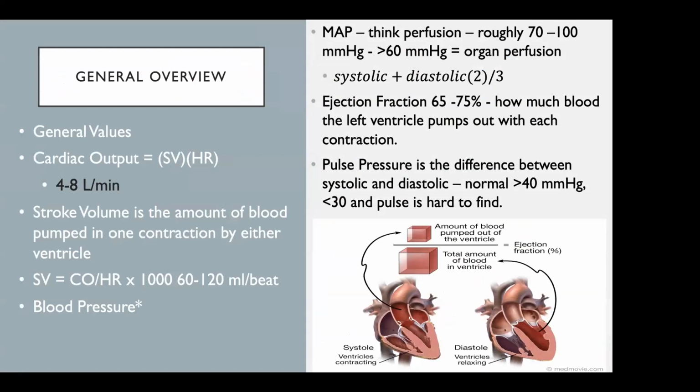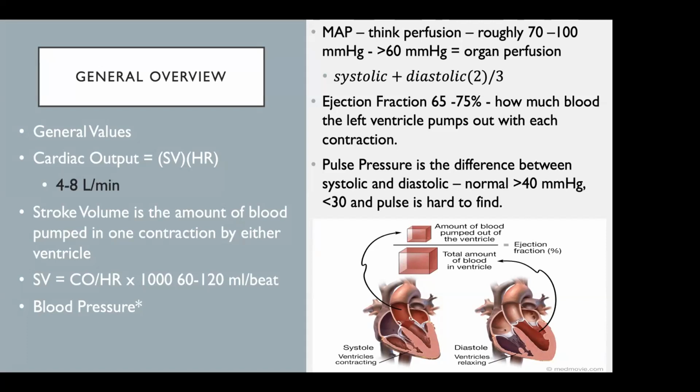So general overview, right? We look at general values such as cardiac output. We can estimate that with stroke volume multiplied by the heart rate. Generally, we're going to get 4 to 8 liters per minute, or that's generally what is taught. Stroke volume is the amount of blood pumped in one contraction by either of the ventricles, depending on whatever it is that you're measuring. Stroke volume is calculated by cardiac output divided by the heart rate times 1,000. That'll give you roughly 60 to 120 mLs per beat.